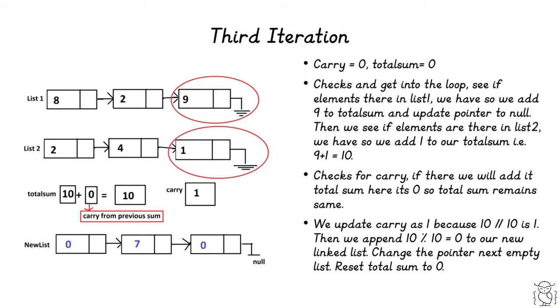We then add carry to the total sum. Here our carry is 0, so our total sum remains same as 10. We then update our carry. Here our updated carry value will be 1. Then we will append the result 0 in our result linked list and update its pointer. Then we will reset our total sum as 0.